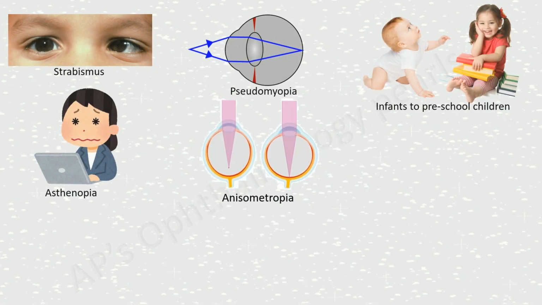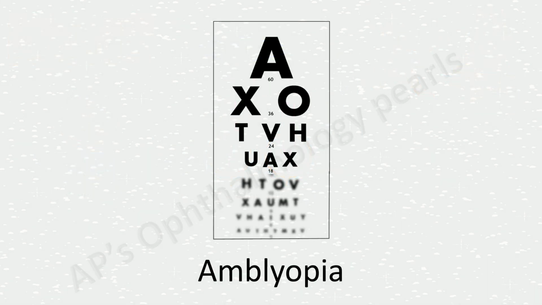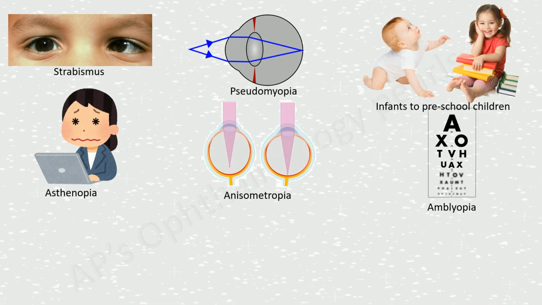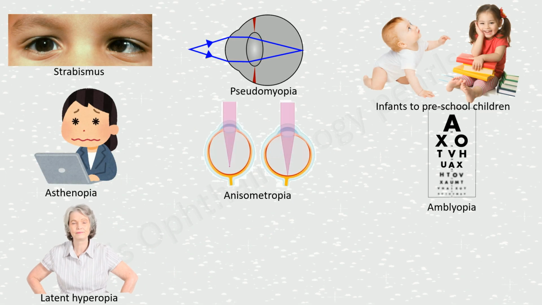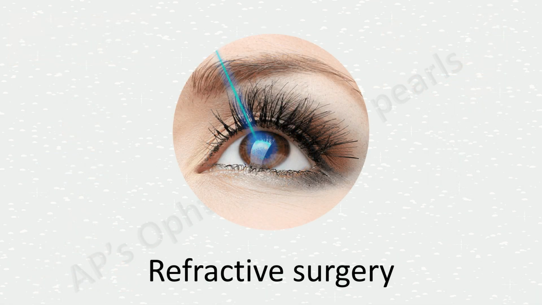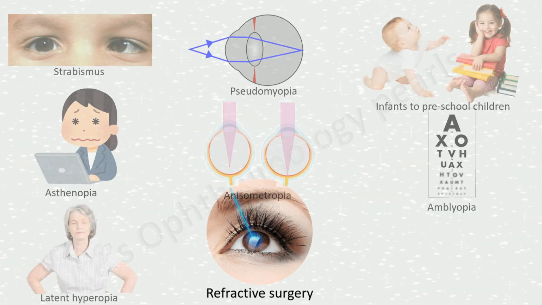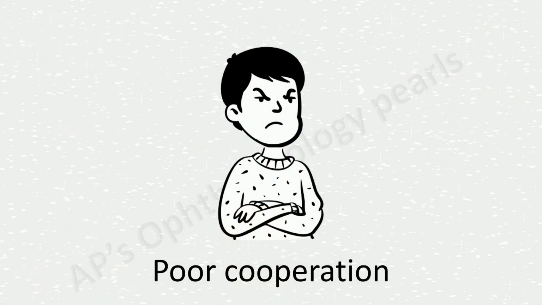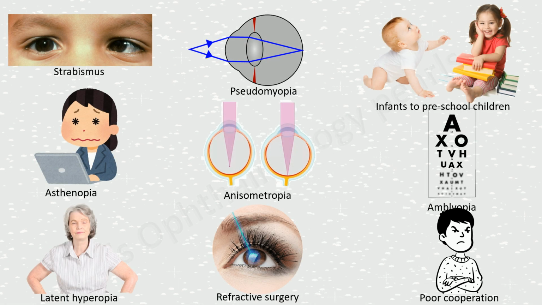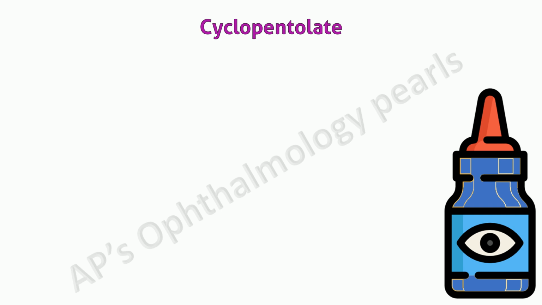Anisometropia, amblyopia, and when vision is not correctable to the predicted value. Suspected latent hyperopia at any age. Prior to refractive surgery. Uncooperative patients, patients with variable and inconsistent subjective responses, non-communicative patients, and those with suspected functional deficits.